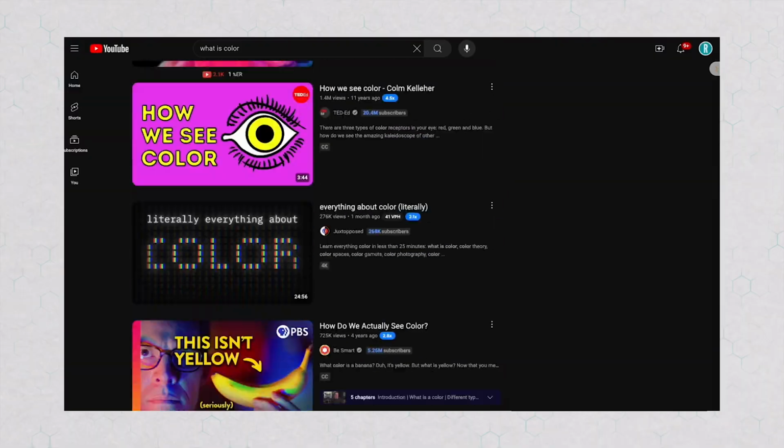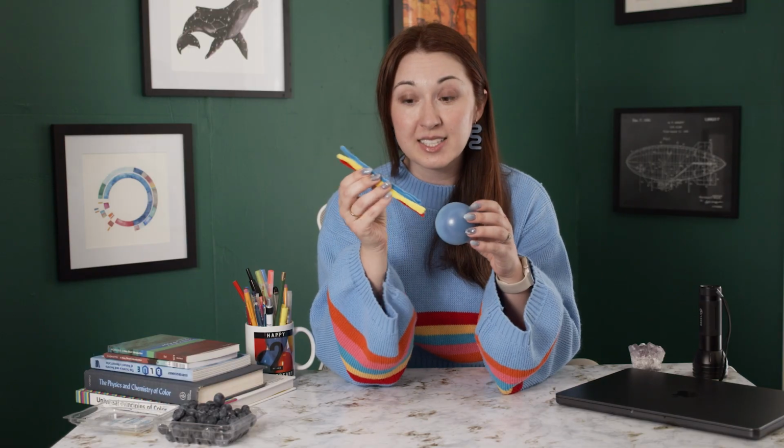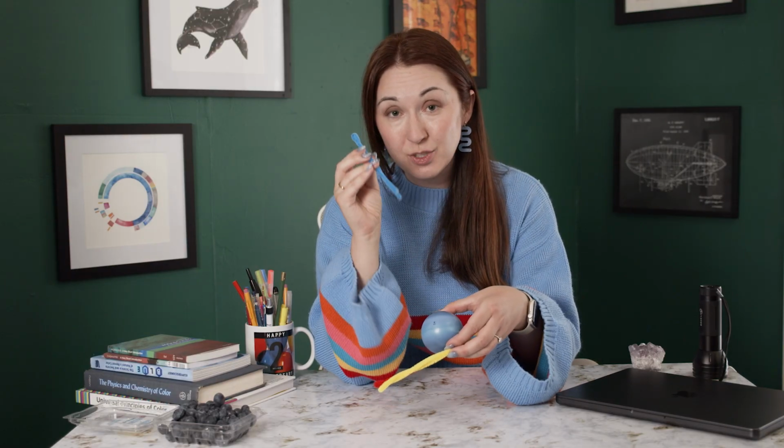Every other video on the internet about color is wrong. Because what they all say is that when light interacts with an object, some of that light is absorbed, and what isn't bounces back off at your eye, and that's what you perceive as color. But that is leaving out the most interesting part.